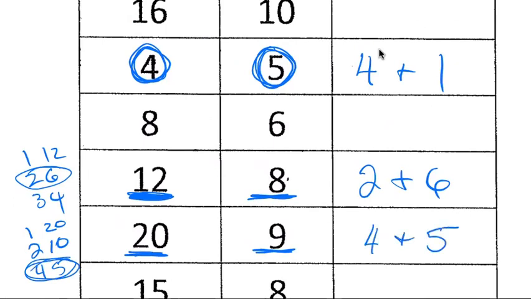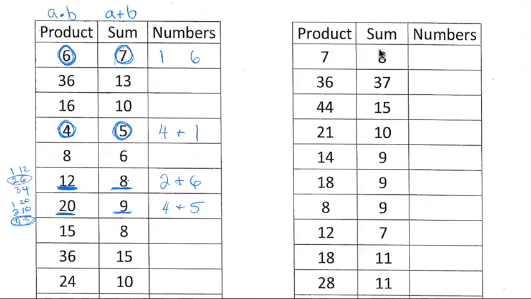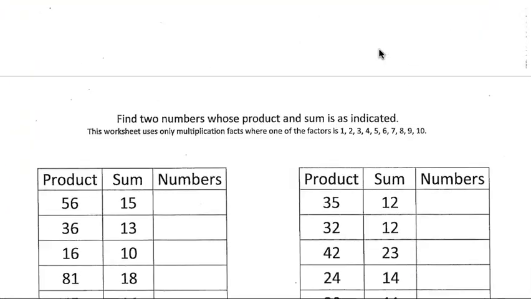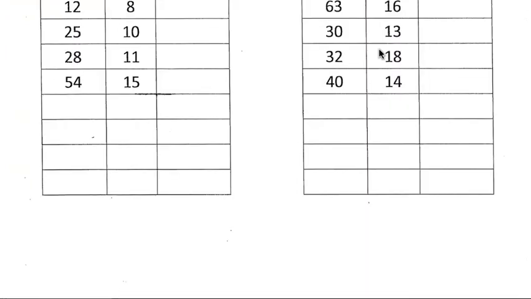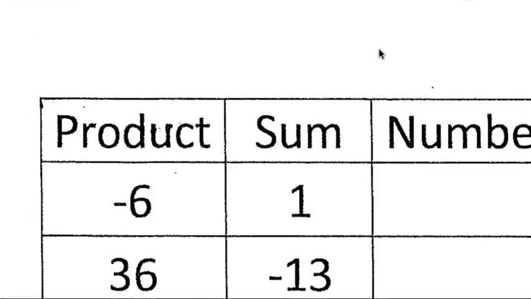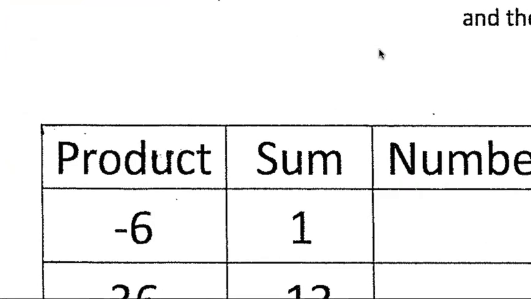And then, of course, we aren't just concerned with positive values. We can also do negative values as well. So there's some negative ones on the following pages somewhere. Here we go. Two numbers that multiply together to give -6 and add together to give 1.